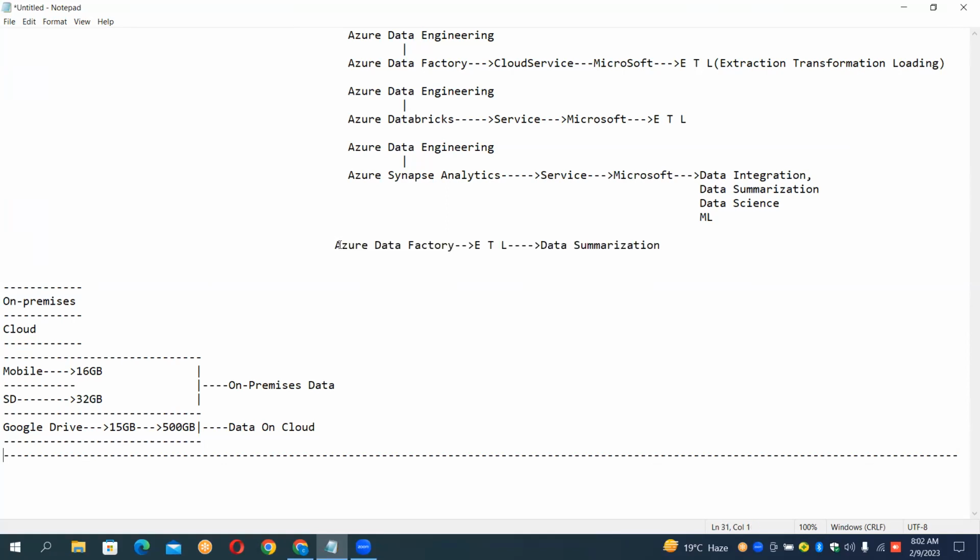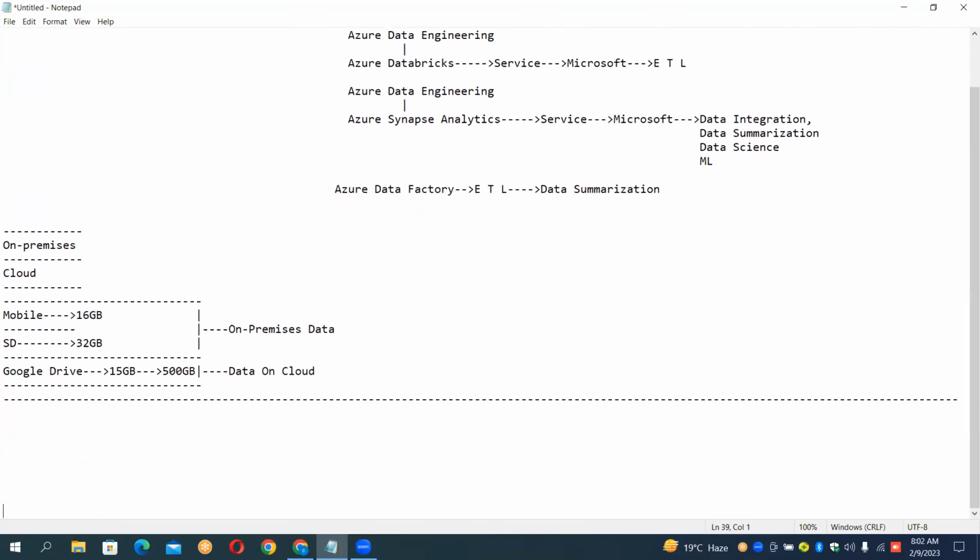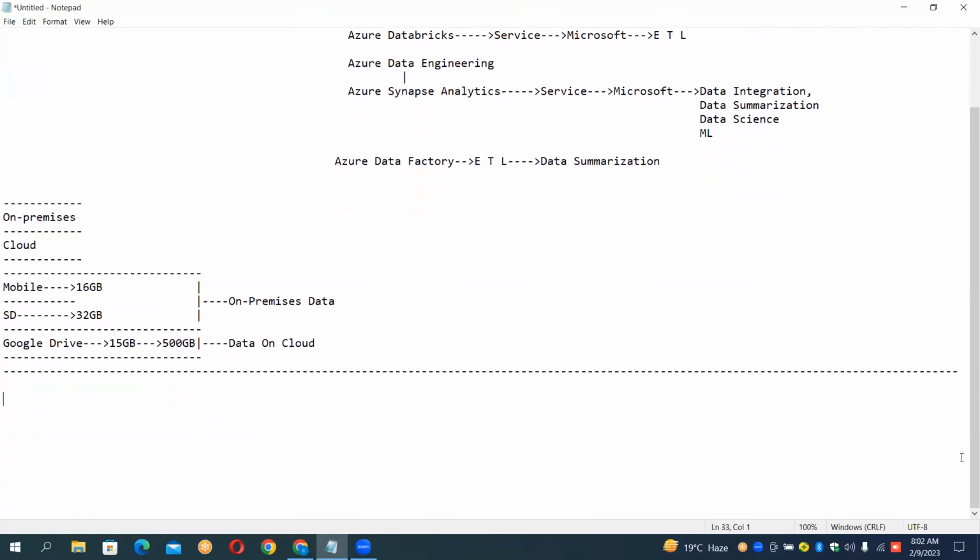Now we'll try to understand what this data summarization, what this ETL is, because I am a non-technical man and cannot understand all these things. So how to make it out? For that, let us go here. Now, guys, let's forget this ADF and this ETL and take an example.